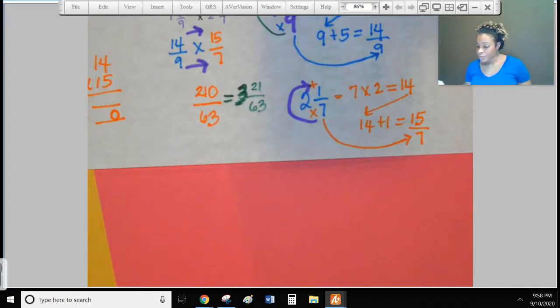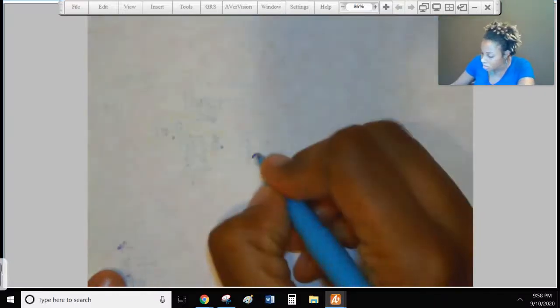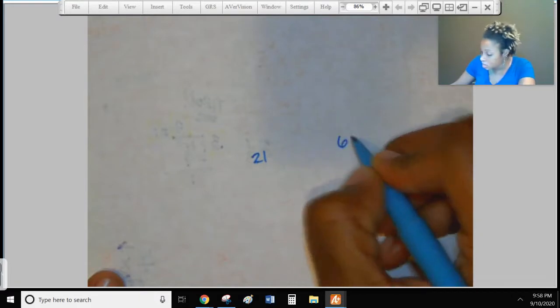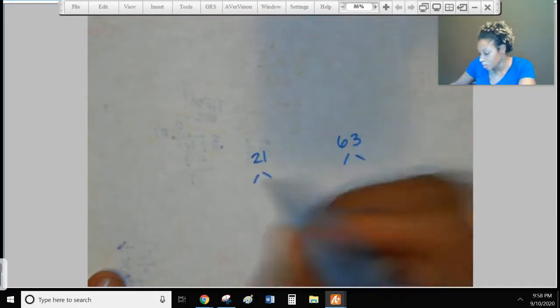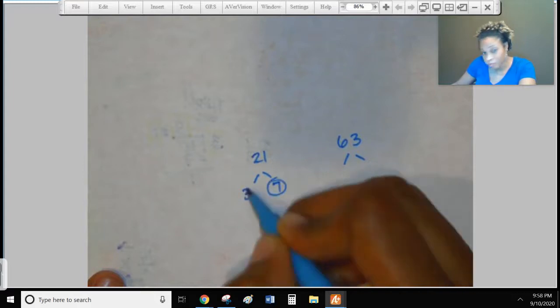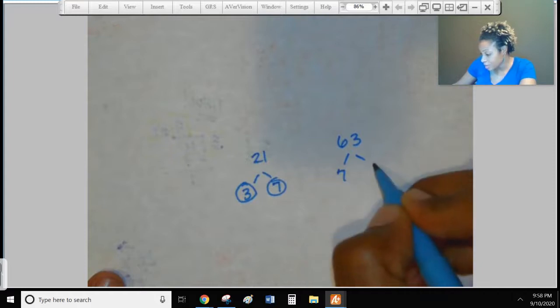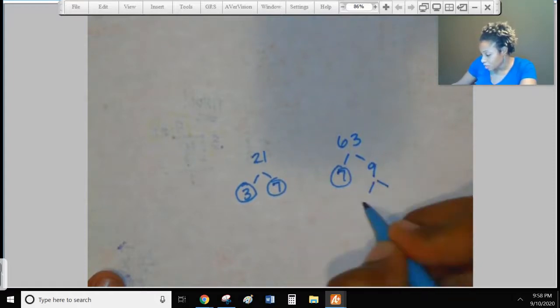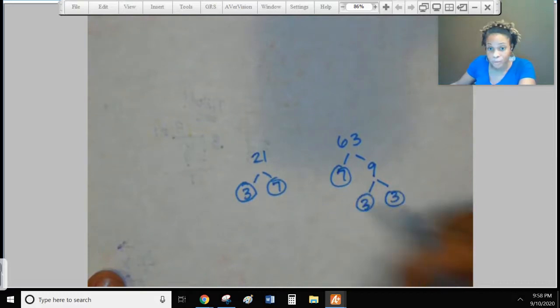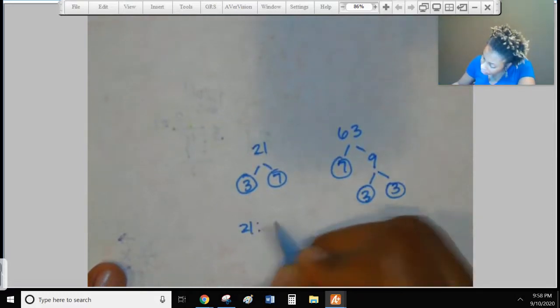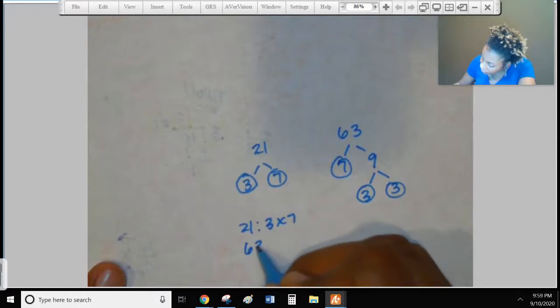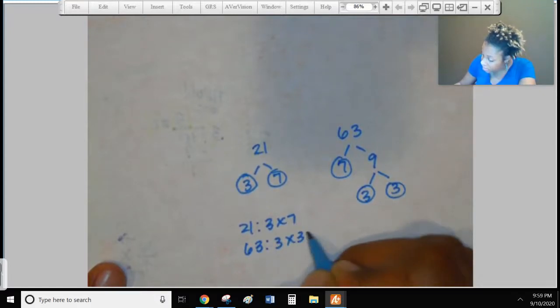21/63. You can use a prime factorization tree to find the GCF of it. Let's do that. So you guys can just see that again. 21/63. 21 is 3 times 7. These are both prime. Circle it. 63 would be 7 times 9. Circle. 9 is 3 times 3. Circle, circle. So 21 is 3 times 7. 63 is 3 times 3 times 7.